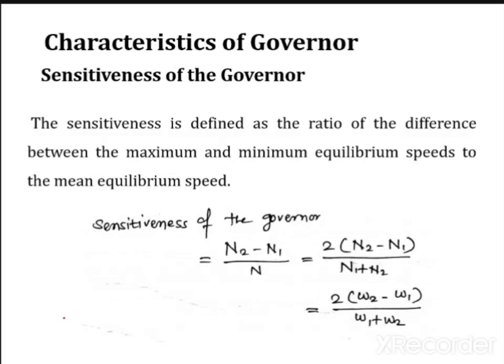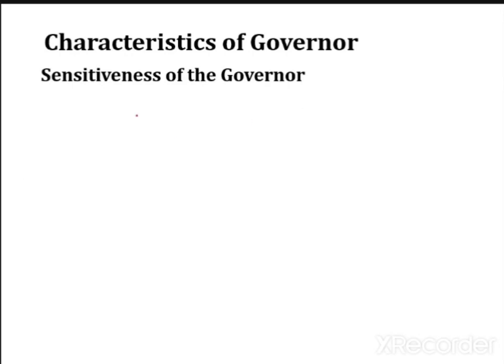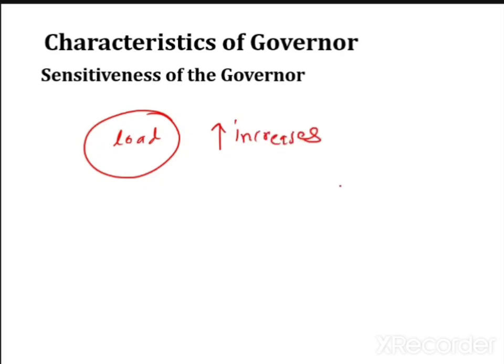Now, let us say, for example, that the load on the engine increases, to understand this concept of the sensitiveness of a governor more. Try to understand exactly why the governor should have accurate sensitiveness. What happens if the governor is more sensitive or less sensitive? Let us take an example. The load on the engine increases.